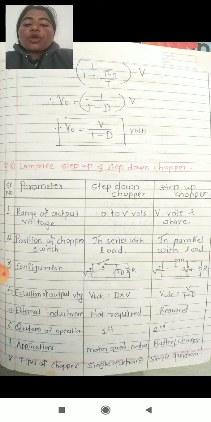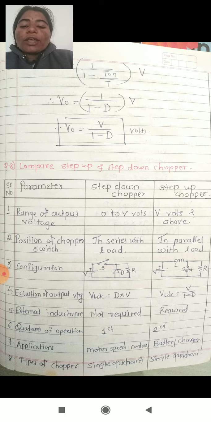Then position of the chopper switch. In step down chopper, the chopper switch is connected in series with load, and in step up it is connected in parallel with load. Third is the configuration. Observe the configuration diagram in both the cases. Fourth one is the equation of the output voltage. For a step down chopper, output voltage is calculated by VLDC is equal to D into V, and for step up chopper, output voltage VLDC is equal to V upon 1 minus D.